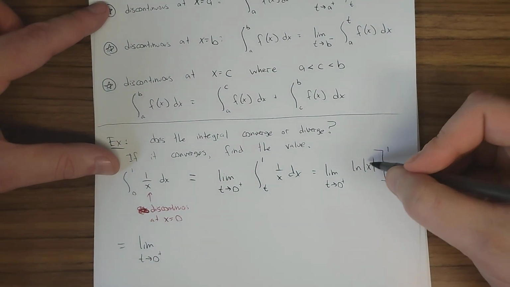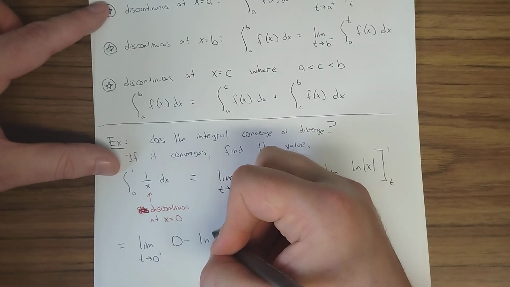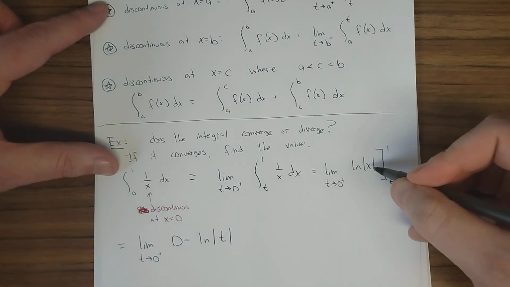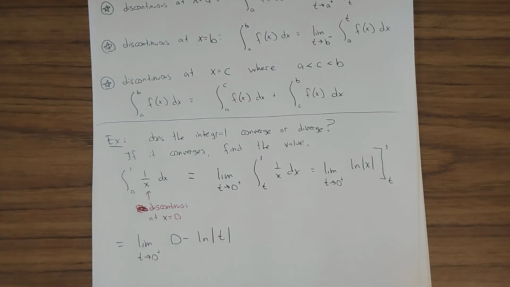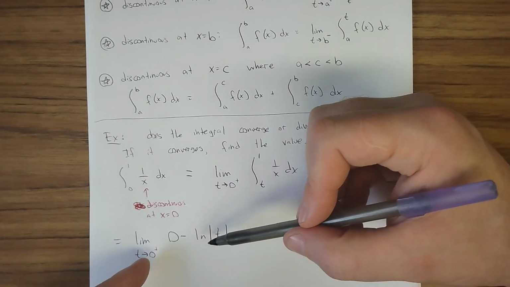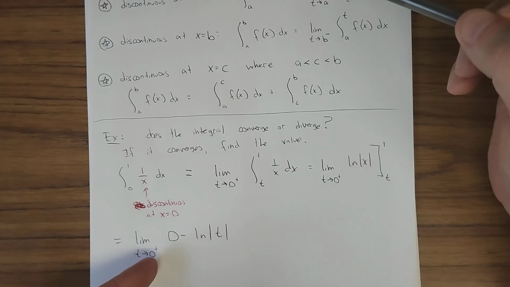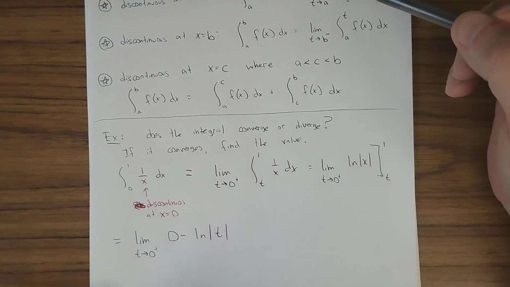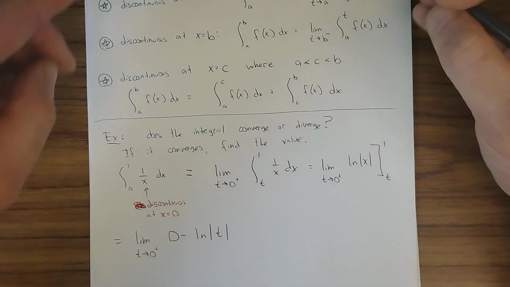So I get, okay, natural log of 1 is 0. I plug in t. And now I have to think, what's the limit as t goes to 0 from the right of the natural log absolute value of t? Well, I guess these absolute values aren't doing anything because I'm going to 0 from the right. So I'm considering values of t that are close to 0 but strictly greater than 0.